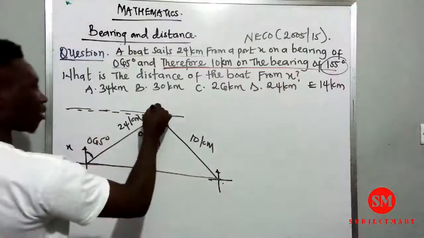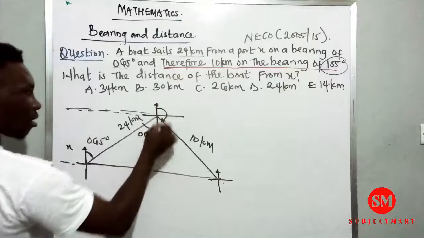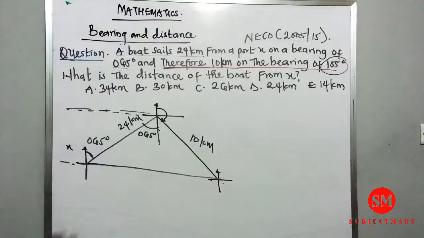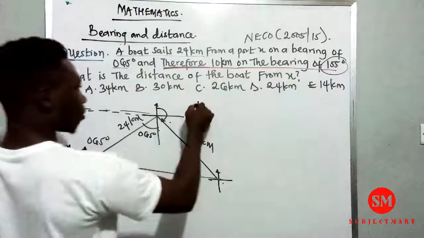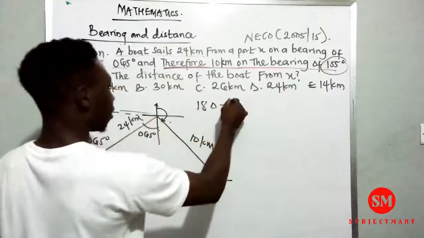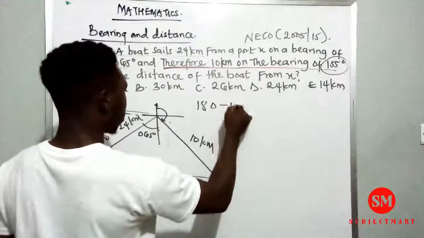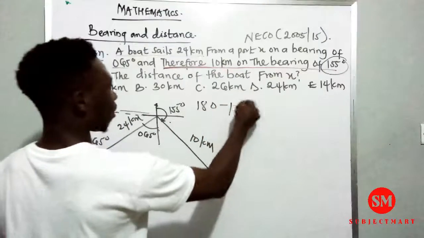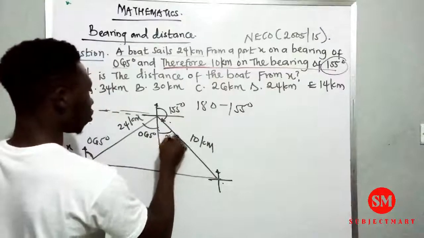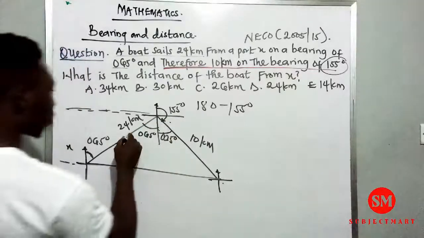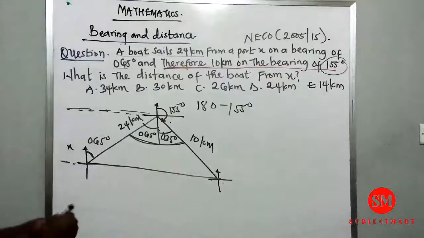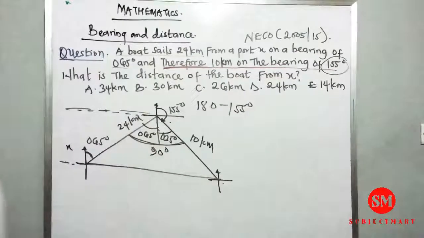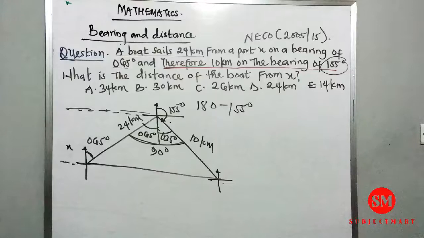So this becomes 65 degrees. From here to here is 180. If from here to here is 180, then I will now have here, this becomes an angle in a straight line, that's 180 minus 155 degrees, which gives us 25 degrees. Summing these two angles, 65 degrees plus 25 degrees gives us 90 degrees. So this is a right angle triangle.